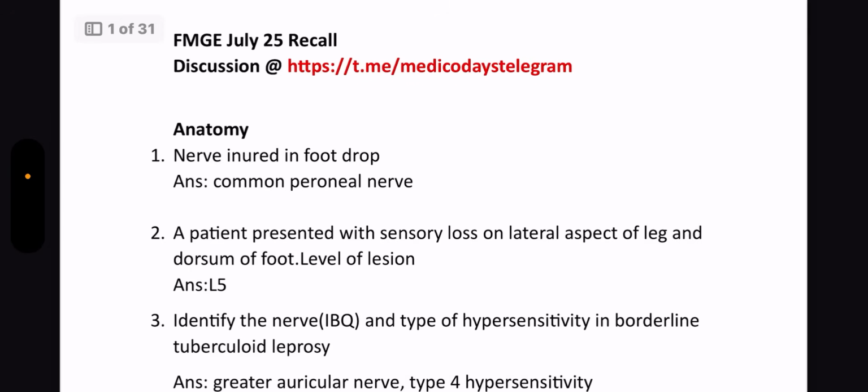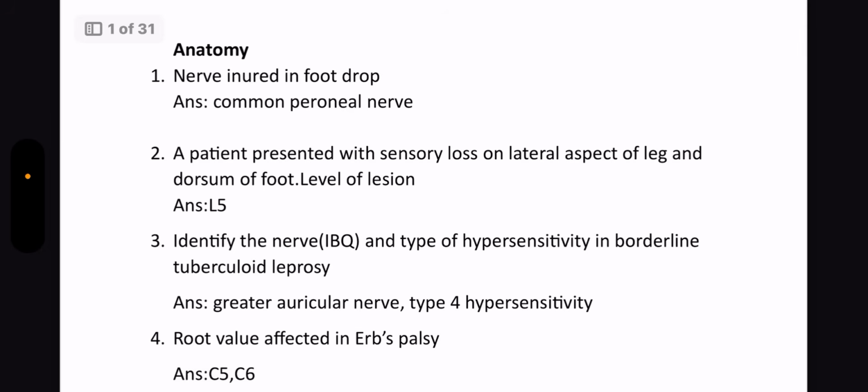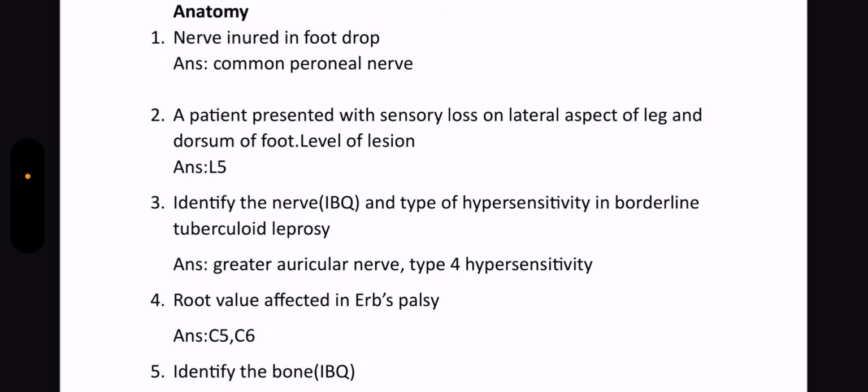Next, a patient presented with sensory loss on the lateral aspect of leg and dorsum of the foot. Level of lesion is L5. Next question: identify the nerve. It's an image based question. A type of hypersensitivity in borderline tuberculoid leprosy. Answer is greater auricular nerve, and type 4 hypersensitivity.